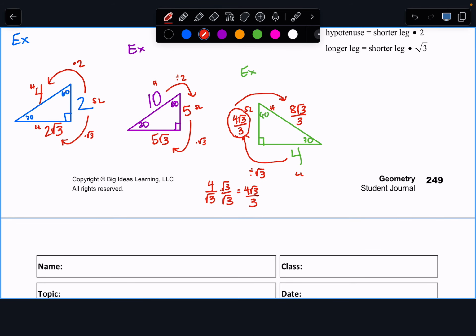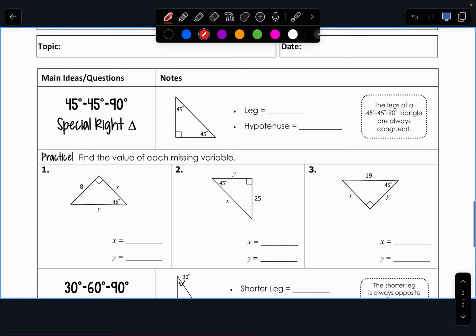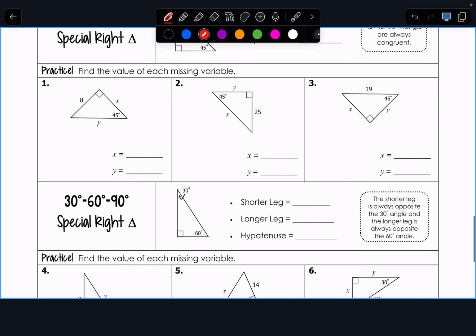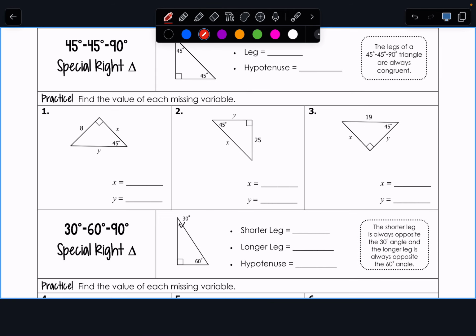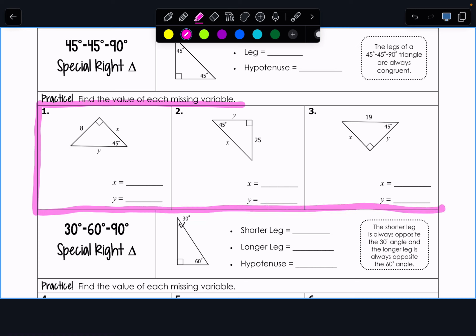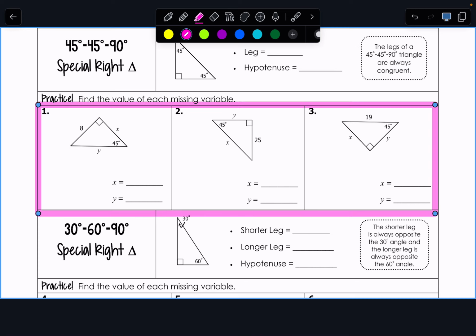Okay. Do not close your journals. You're still going to need them. But what I want you to do is get out your folders and turn to page 11. All right, page 11. Okay, this is what we're going to do. We're going to start with the 45, 45, 90. What I want you and your elbow partner to do is answer 1, 2, and 3 on our 45, 45, 90.